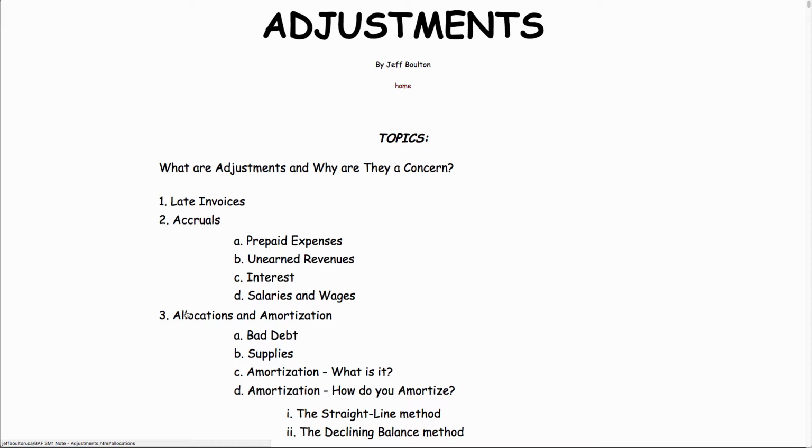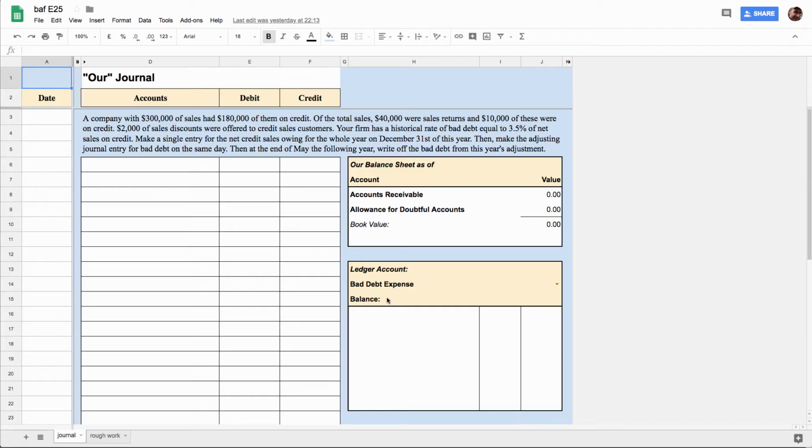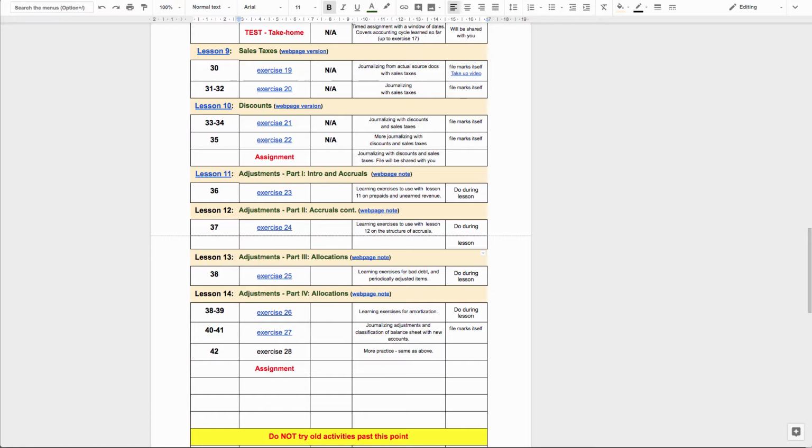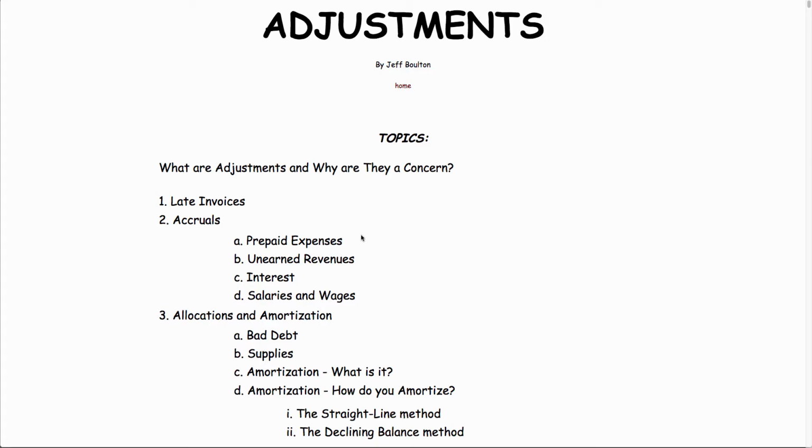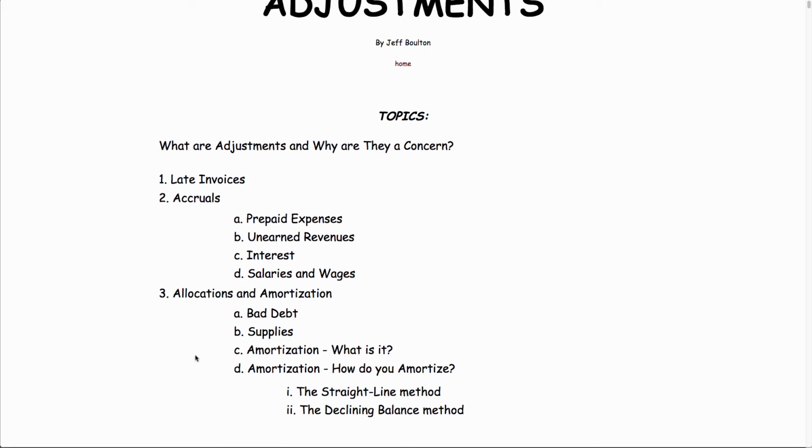The learning exercise for what we're going to talk about today is exercise 25. So let's jump into it. We've done accruals. We're going to talk about allocations and amortization. And we're going to talk about three types: bad debt, supplies, and then two ways to amortize things. So let's talk about what exactly it means when we say allocation.